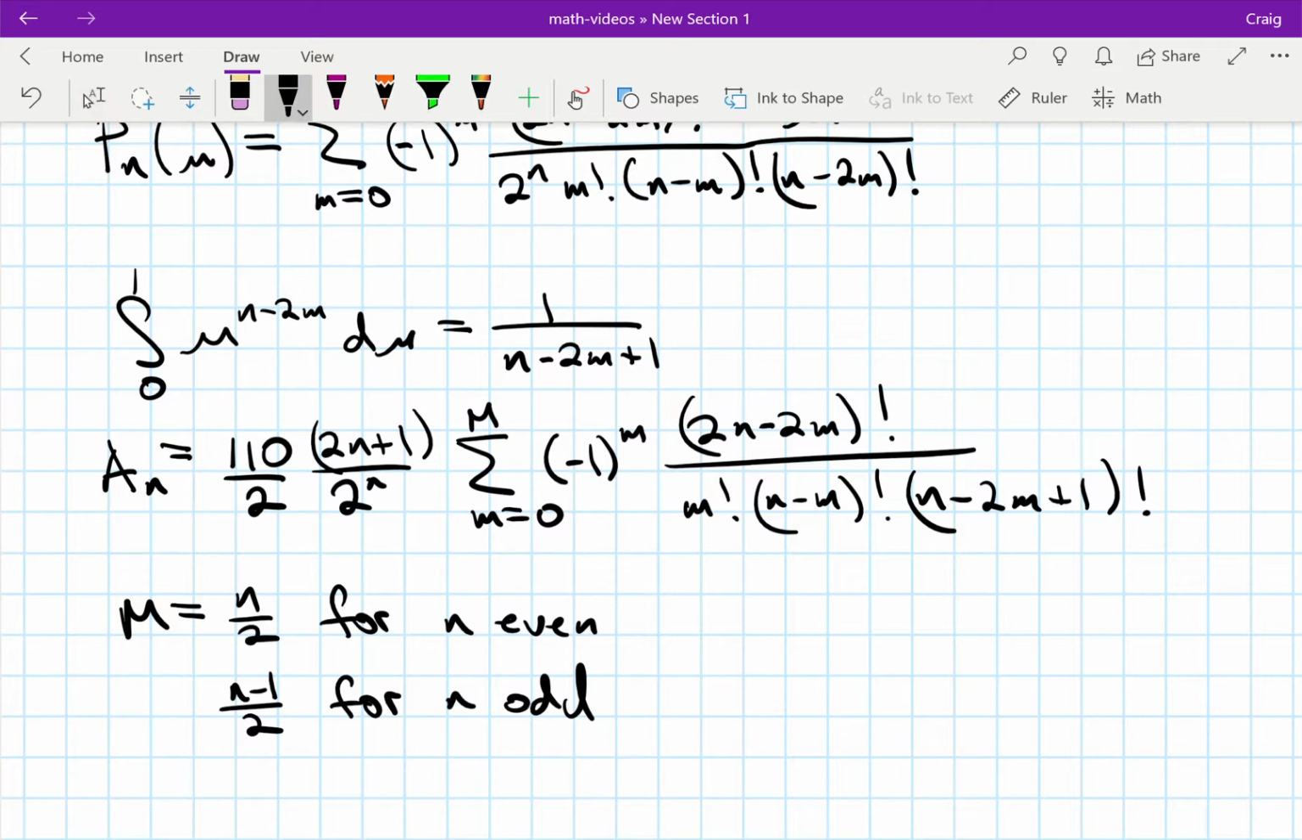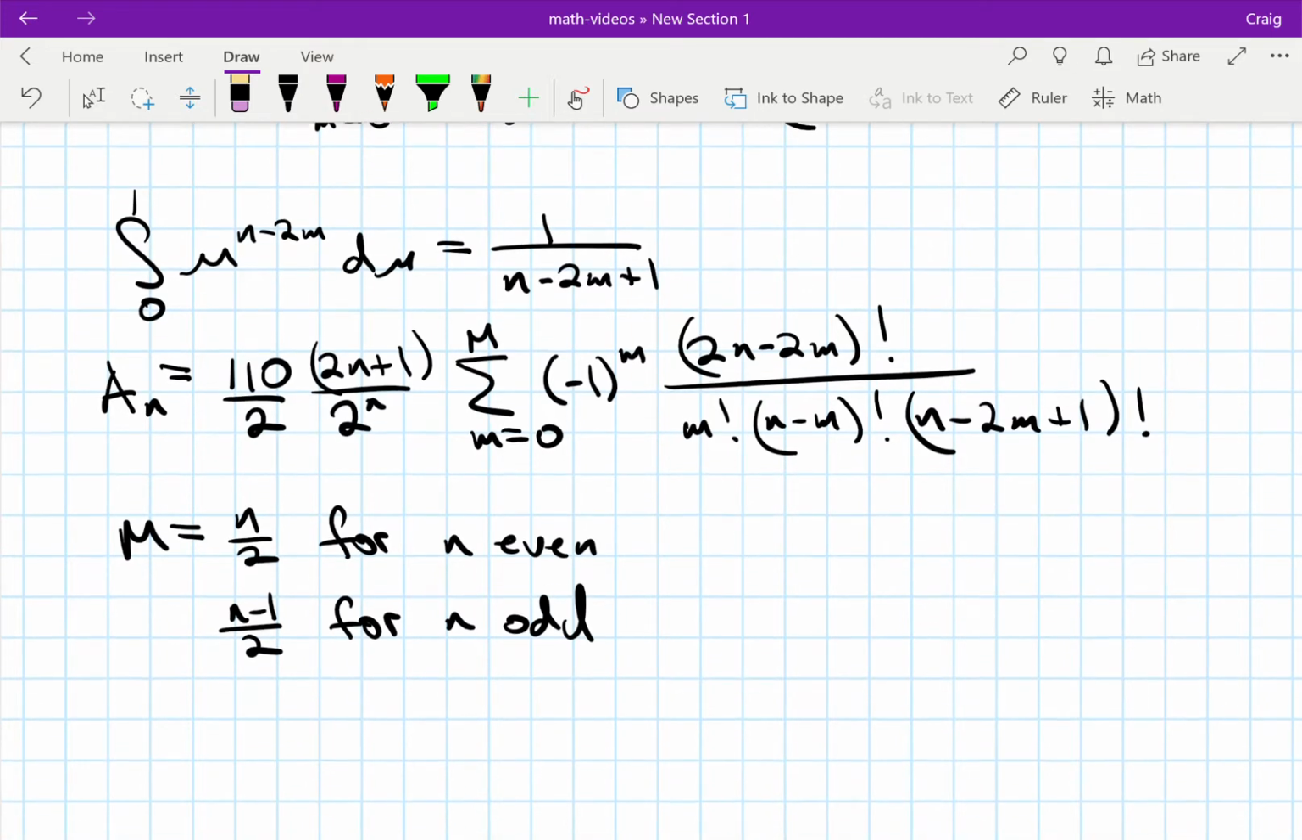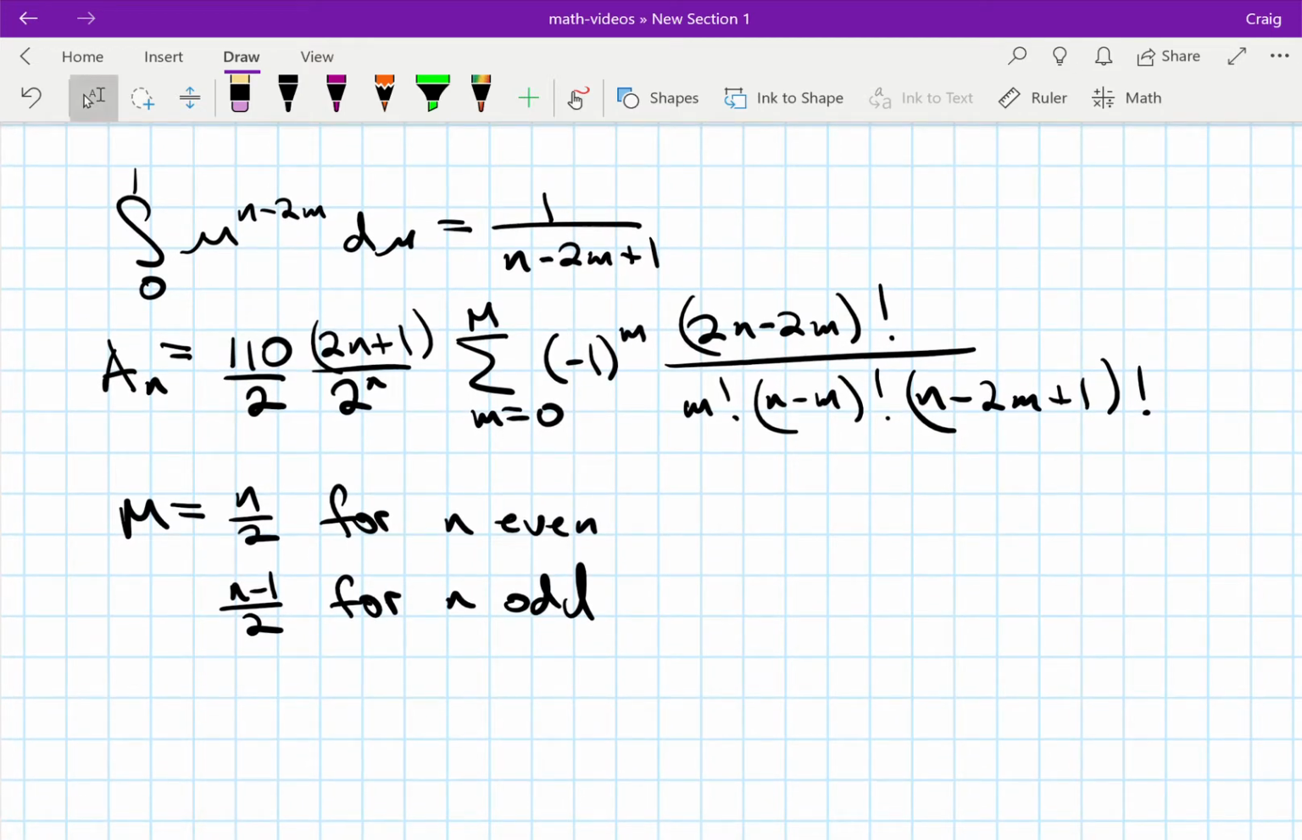On the other hand, if I was thinking about the fourth term in the series, so a sub 4, then my series would stop at 2. So I have little m equal to 0, little m equal to 1, and little m equal to 2. Okay, so that's how the series terminates.